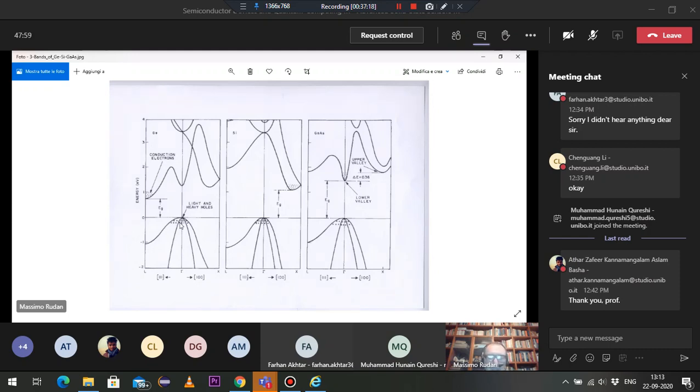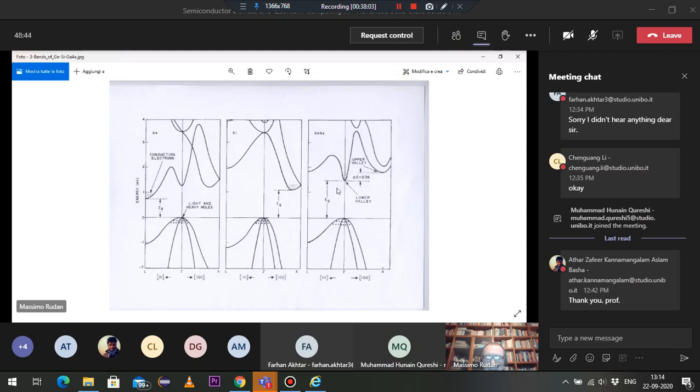Okay. Let's now go to gallium arsenide. Gallium arsenide has a valence band whose structure is the same as for silicon and germanium. There are two maxima, two branches with the same value of the maximum. Instead, there is only one minimum in the conduction band, and this minimum corresponds to the gamma point.